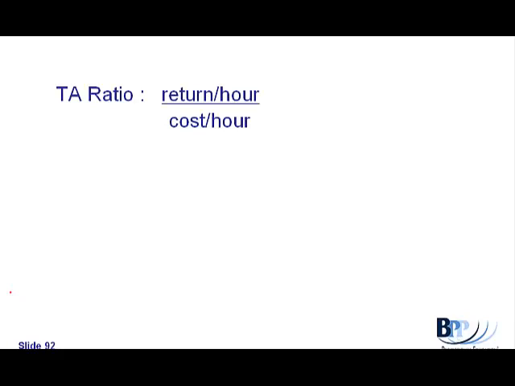So if we bring those two elements together into our throughput accounting ratio, we're going to bring in our return per hour of 1,050, divide that by our cost per hour of 572, and we get our throughput accounting ratio, which is 1.84.